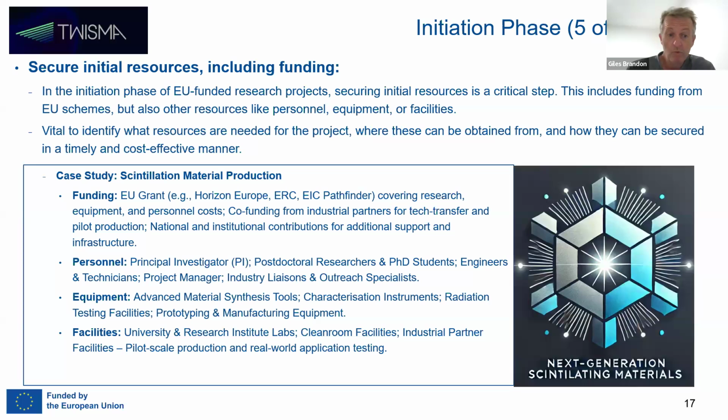But skipping on to equipment, what might we be thinking about? Probably it's stuff like advanced material synthesis tools, characterization instrumentation, radiation testing facilities, prototyping and manufacturing equipment. And then facilities. Ideally, the university and research institutes have labs we can have access to. If not them, hopefully industrial partners have some sort of clean room facilities we can access. And yes, we'll need somewhere where we can do pilot scale production and real world application testing, and hopefully that will be at one of the industrial partners involved in the project.